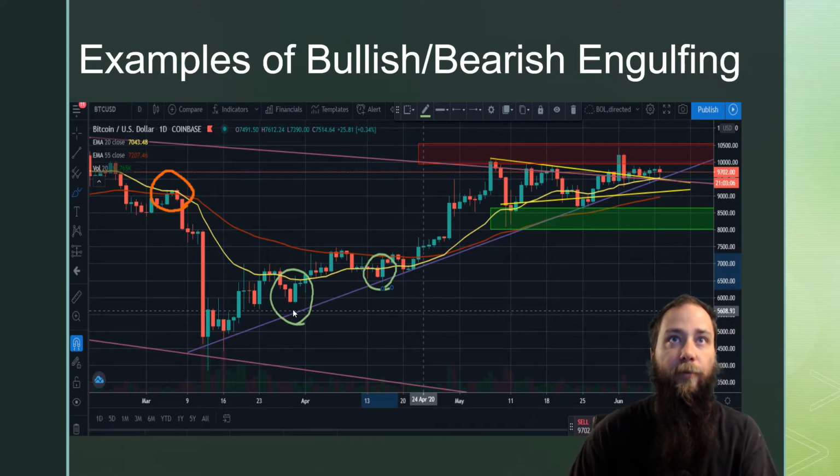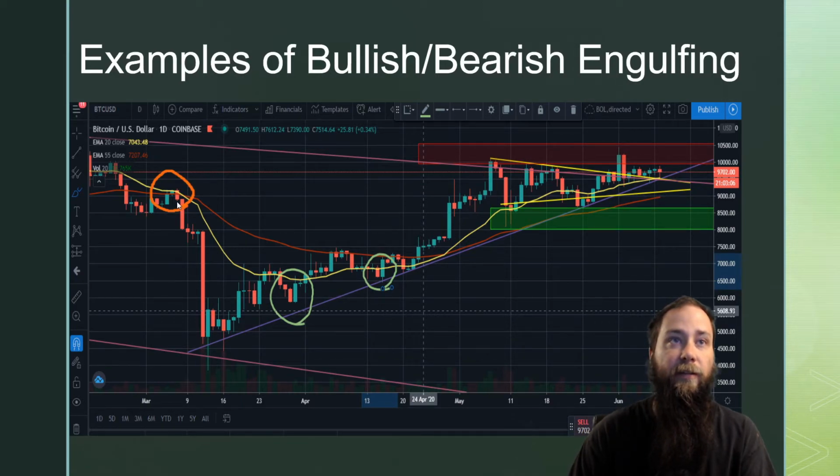Here are some examples of bullish and bearish engulfing. So right here you see the bearish candle being engulfed by the bullish candle and then a price rise up. Again, a bearish candle being engulfed by the bullish candle and then a price rise up. Okay guys, that's a bullish engulfing right there.